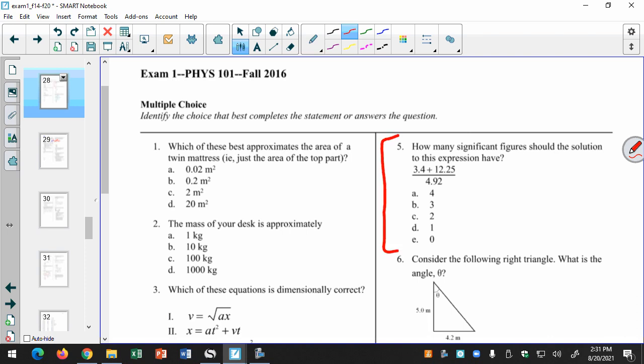Number 5, the two rules are when you add numbers, you keep the lowest number of what? Decimal places. Very good. So here I would get just one decimal place, so that's going to be 15.65 or 15.7 divided by 4.92. And then at this point, it doesn't really matter what the answer is. All that's important is how many sig figs do I keep. When you're multiplying and dividing, I keep the lowest number of what? Significant figures, yeah. So the answer there is going to be 3, because both of those numbers have 3 sig figs.